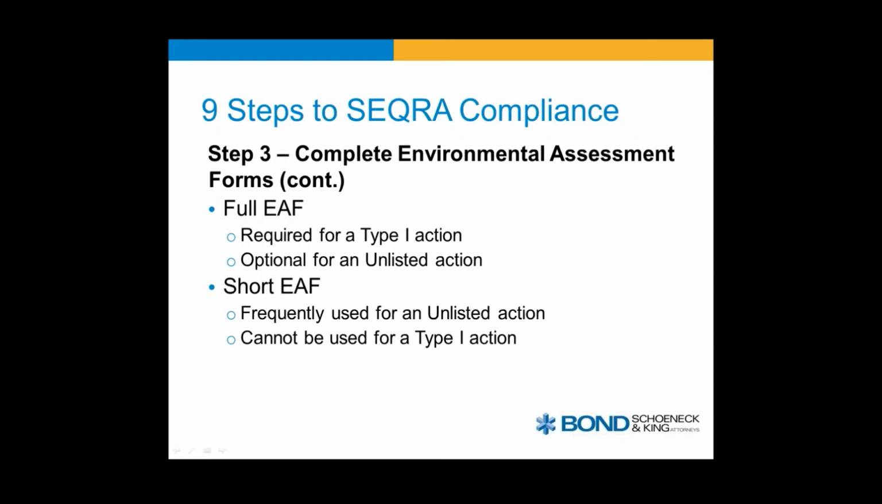And then I've already mentioned the two forms. There's the full environmental assessment form, which is required for a Type 1, optional for an unlisted. There's the short environmental assessment form, which I think is 4 pages, and that's frequently used for an unlisted action, but it cannot be used for a Type 1 action.